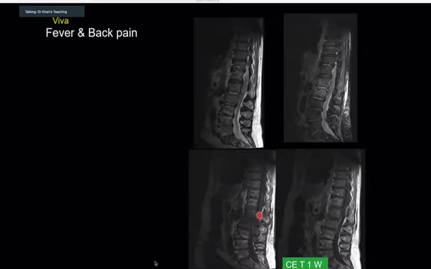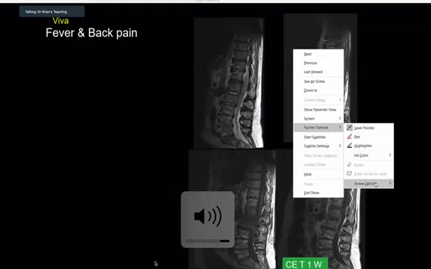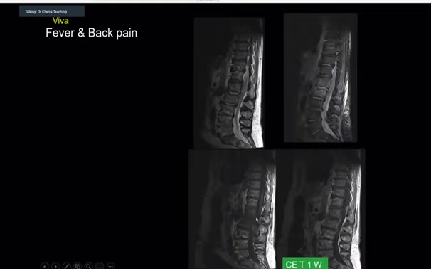Right here, let me change this mouse to arrow. If you see it here, you can see something sitting there, and then it shows enhancement here. What do you think is happening? How will you call it in your report? What is this enhancement? What is the word which you are going to use for this?